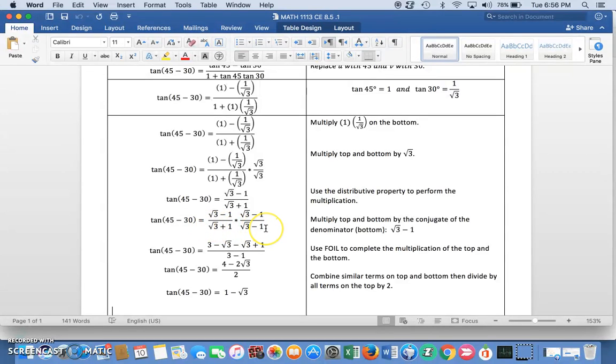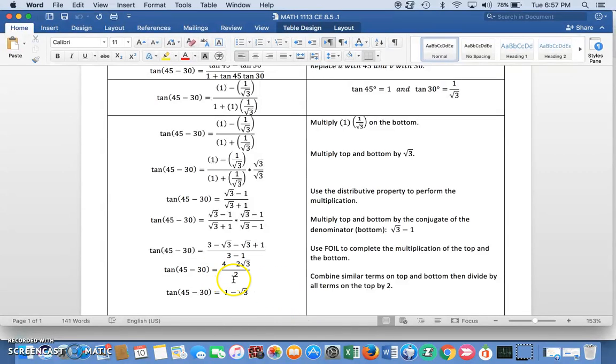That really is the conjugate, and what you wanted to happen was for the radicals to cancel out. So first terms give you 3, but outer and inner. Outer's negative the square root of 3, inner is positive the square root of 3, those cancel, and 1 times negative 1 is negative 1. Simplify on top, 4 minus 2 times the square root of 3 over 2. You divide everything on the top by the 2 that's on the bottom, you'll have the answer.